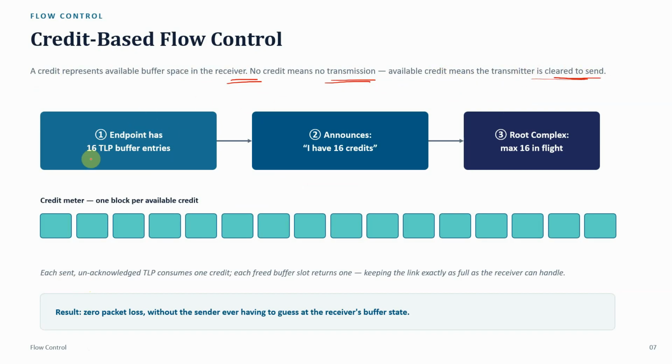So first, the endpoint has 16 TLP buffer entries, and next it announces that it has 16 credits. Next, the root complex is going to send with those 16 credits. Each sent unacknowledged TLP consumes 1 credit, and each freed buffer slot returns 1. So this keeps the link exactly as full as the receiver can handle. So the result is obviously there is no packet loss.